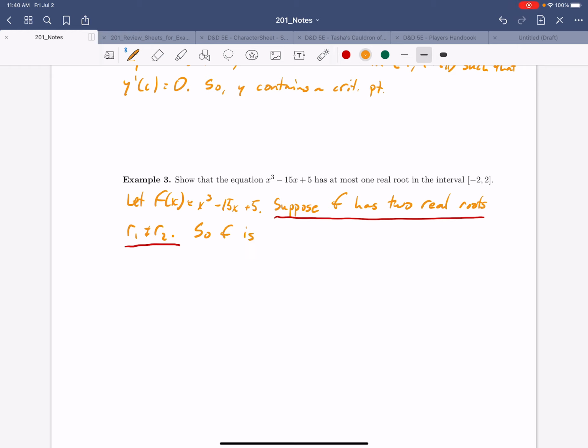F is continuous everywhere, so it's certainly continuous on R1 to R2 and differentiable on R1 to R2 open, right? Further, by definition, f of R1 equals f of R2, which equals 0, right? Because that's what it means to be a root. Root means you plug the number in, you get 0.